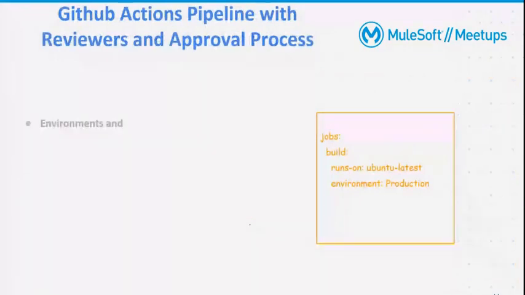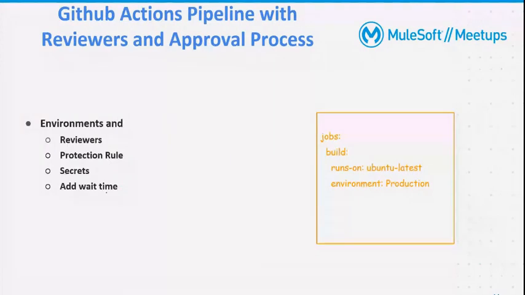Now, how to add reviewers and the approval process? We have a feature called environments here. We'll create environments, and inside those environments we'll add reviewers and write some protection rules. Protection rules are something like which branch is supposed to be targeted for this particular approval. How many reviewers? A maximum of 6 reviewers you can add to your environment approval process. You can create secrets for a particular environment. You can add wait time, so before triggering the workflow, you can wait for that much time even once your approval or rejection is done by the reviewers.